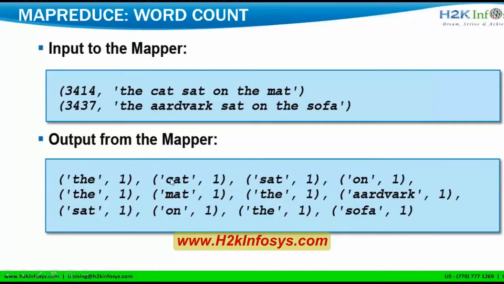The is coming one time, cat is coming one time, sat is coming one time, and on is coming one time. Again, the is coming one time, mat is coming one time, the is coming one time. And so on, our whole input string will be divided into key comma 1.